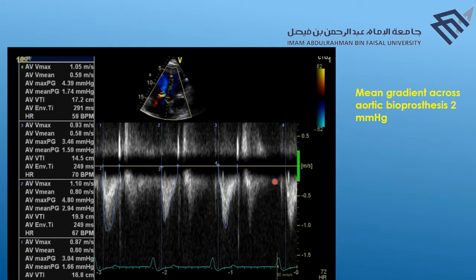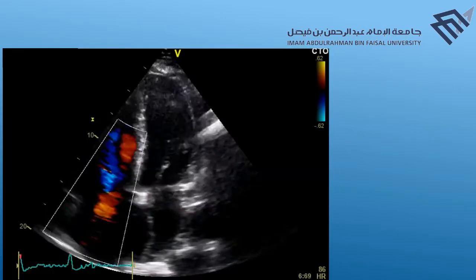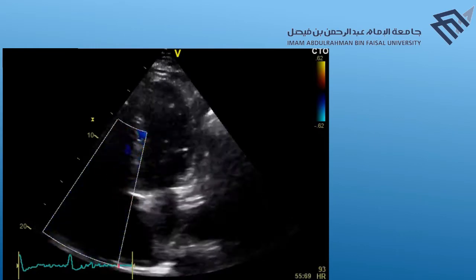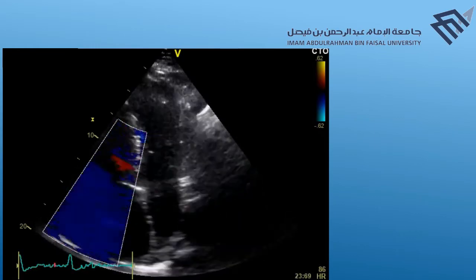So this is the apical four-chamber view, and here we have a color Doppler across the tricuspid valve, and here we can note moderate tricuspid regurgitation.